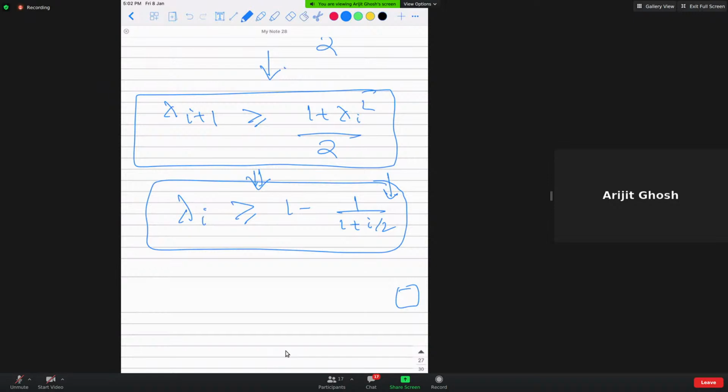But the main idea of the proof is actually that algorithm. That simple algorithm is the main idea. So you can show that if t becomes 2 by epsilon, this value lambda t will be greater than 1 minus epsilon, and that is what you want to prove. That's it.